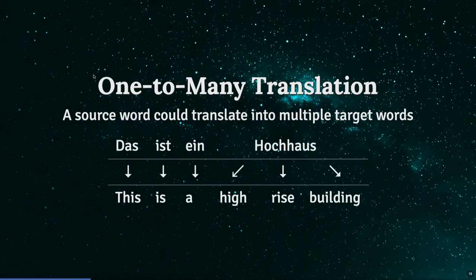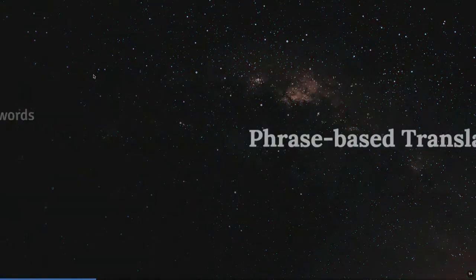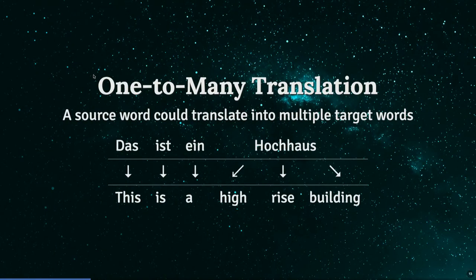So my next German screw up. Sometimes it could so happen that one word translates to multiple words in the target language. For example, this one here, Das ist ein Hochhaus. Was it good? Yeah. So this is that one word translates into three different words, high-rise building, right? Is that correct? OK. I'm still learning German, so bear with me. So this is the word-based translation, right?